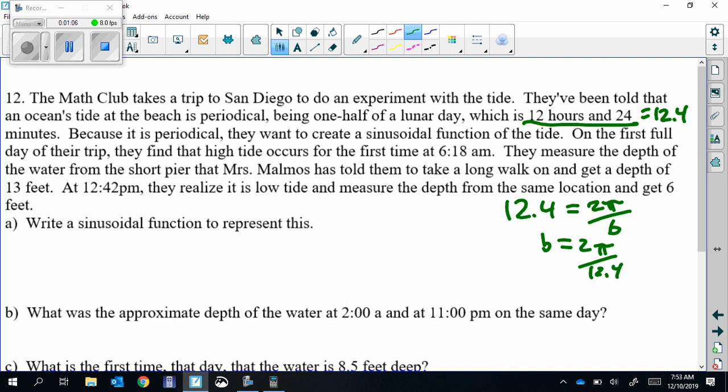Kind of weird just to reduce it this way, but this is the way I like to do it. 12.4 can be divided by 2 pretty easily, so reduce this to just pi over 6.2. It's the most convenient way. You could change it into, like, I think it's 5 over 31, or something like that, but just pi over 6.2 is fine.